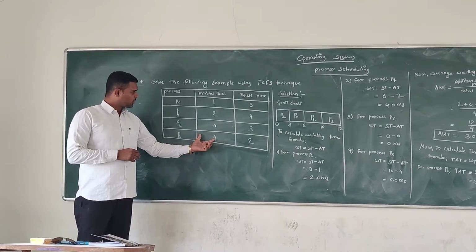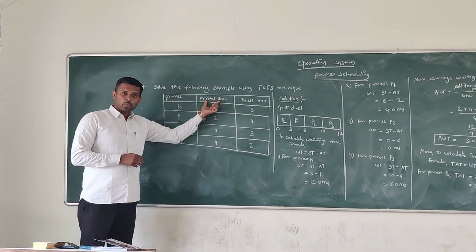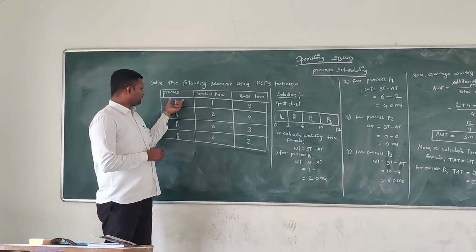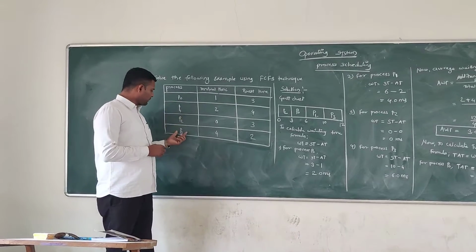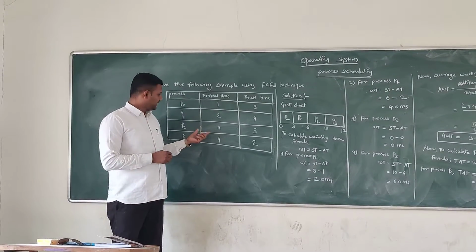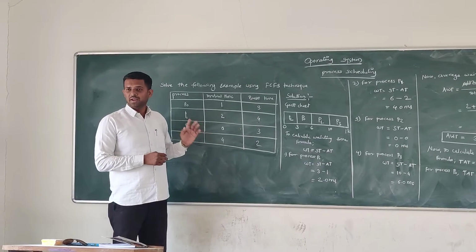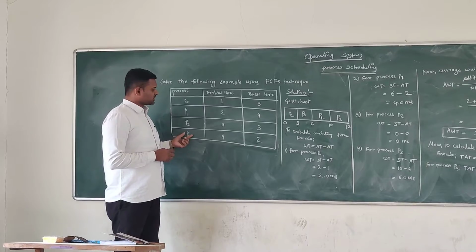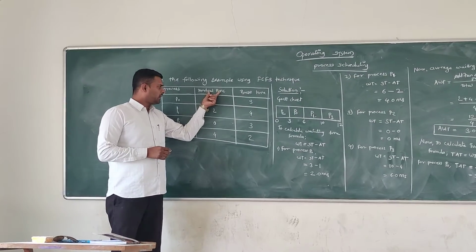In that particular type of question, there are process names, arrival times of processes, and burst times of processes. First of all, we have to learn about the processes. There are several processes given in the example: P1, P0, P3, P4, like this. Any other name can be assigned to processes.